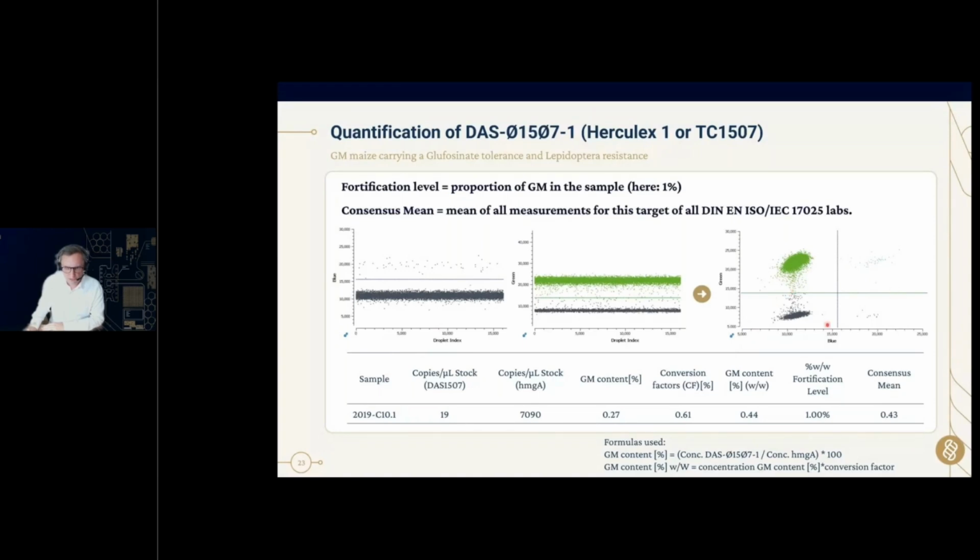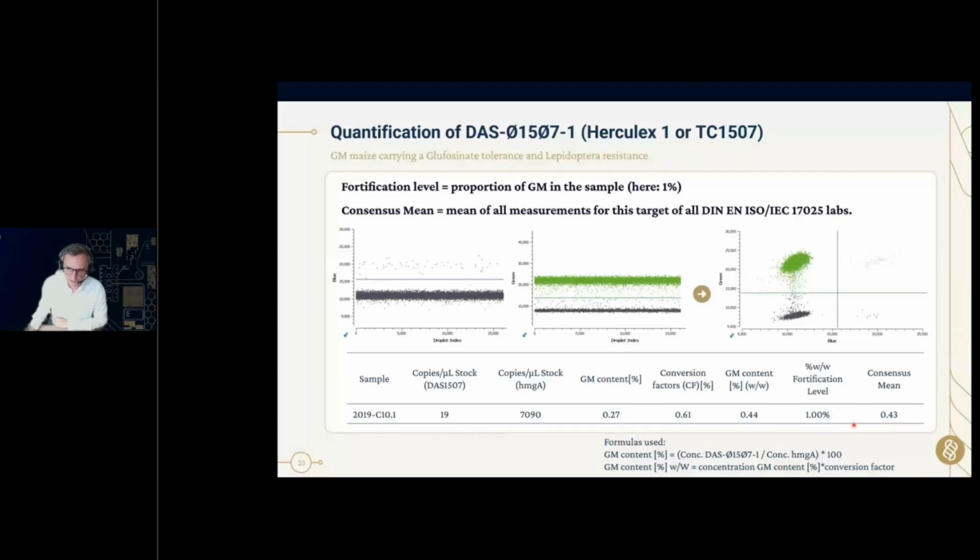The 2D graph looks like that. Basically, we have the single positive, which is actually the Zein graph, over here, and these are the double positives. In this case, these double positives are just the double positives by chance. This is a sample name in this area. We have here the copies measured per microliter for the transgene. Then we have the copies measured for the reference gene, so here we also have the name HMGA. Then we have the GM content in percent, the conversion factor, and the GM content in weight per weight. We have the fortification level, so basically what was expected to be inside of there.